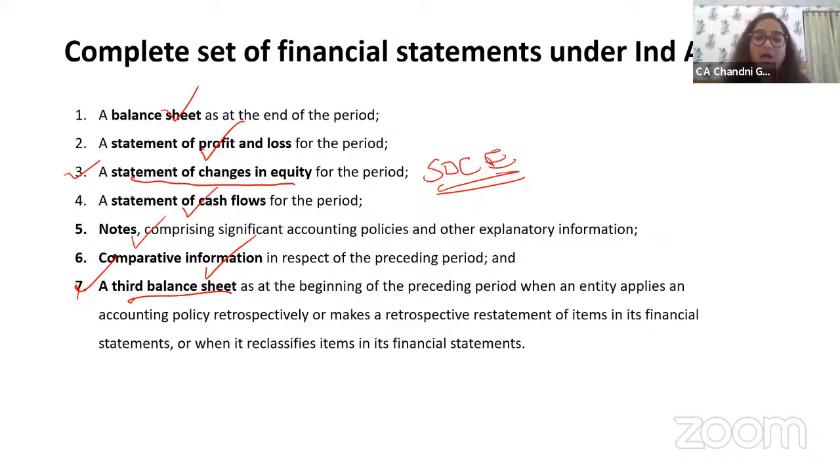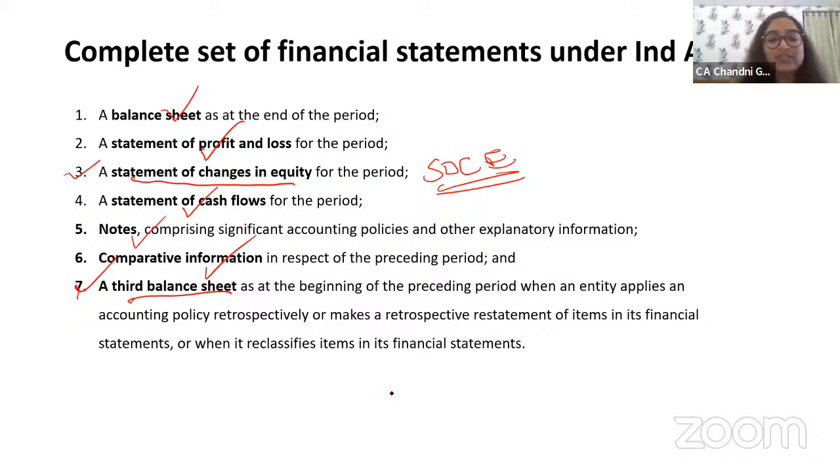Accounting policies are supposed to be applied consistently from period to period. Companies cannot change the accounting policy whenever they want. There has to be proper justification and reasons behind it. And when they do change the accounting policy, it is made applicable retrospectively. What is retrospective? Retrospective means from the beginning of the period, or from the initiation, as far back as you can go. So when there is a retrospective application of a change in accounting policy, a third balance sheet is prepared.